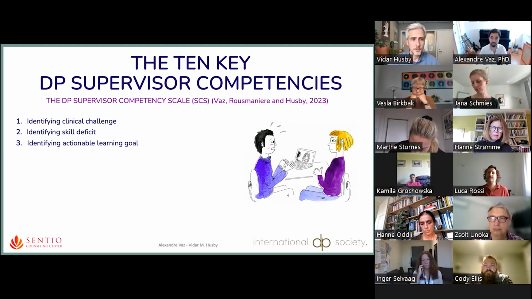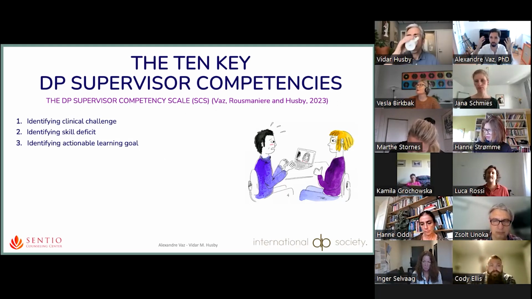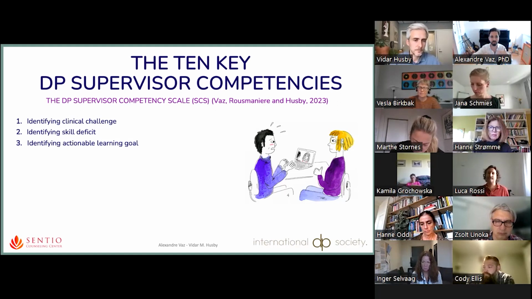Just to mention that, Vidar, by actionable, we mean something that you can practice and you can actually use with your client. Yeah, the contrast between actionable and purely conceptual. So it's not just a theory, not just something you think about, but it's something you can actually use and say to your client.